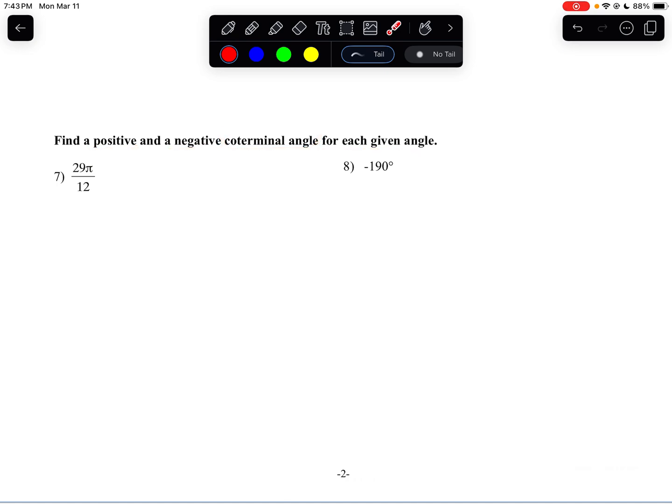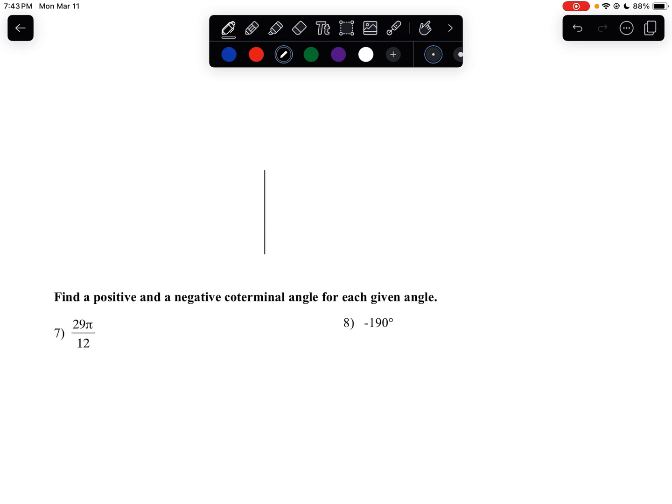So to find something that's coterminal, if I can illustrate it really quickly. Okay, so say that we have an angle. Say that we have this angle right here, just an arbitrary, random angle.